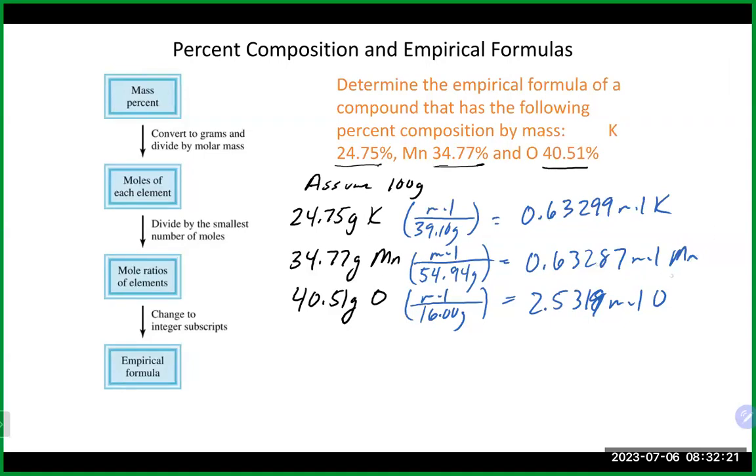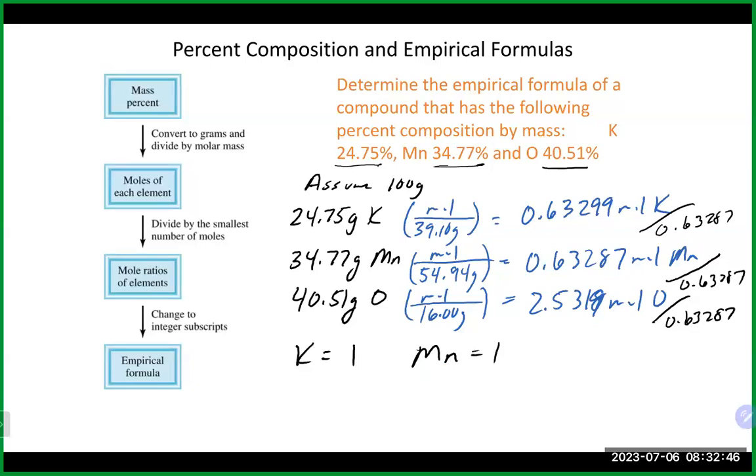So we're going to divide everybody by Mn's moles, which is 0.63287. Essentially for potassium, we'll end up with a 1. For Mn, we will end up with a 1. And obviously for our oxygen, we will not end up with a 1. We'll end up with a 4, basically. In this case, we did hit pretty much all whole numbers. So that would be our empirical formula, KMnO4, a little potassium permanganate, would be our formula in this case.